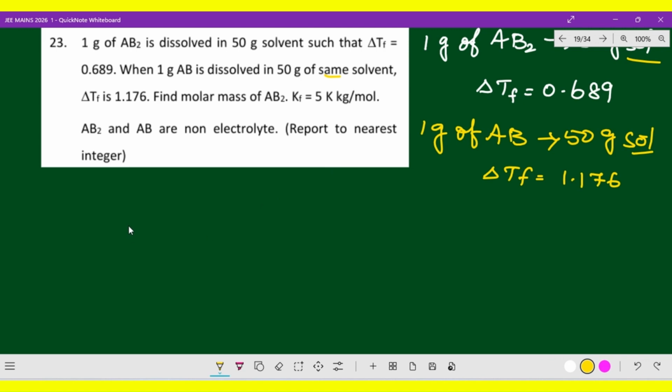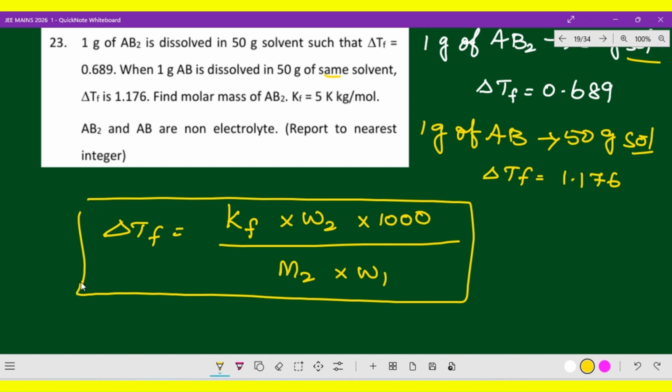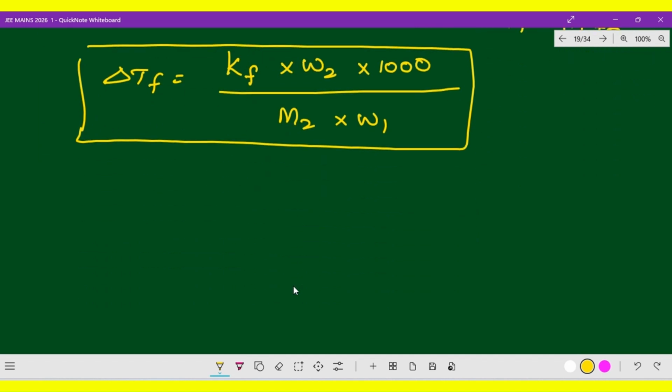Now what is the formula for delta Tf? That is depression in freezing point, right? So delta Tf equals Kf into W2 into 1000, divided by M2 into W1. This is the formula we are going to use. Now we have to identify the molar mass only. For that, we have to check which is M2 and which are W1 and W2.